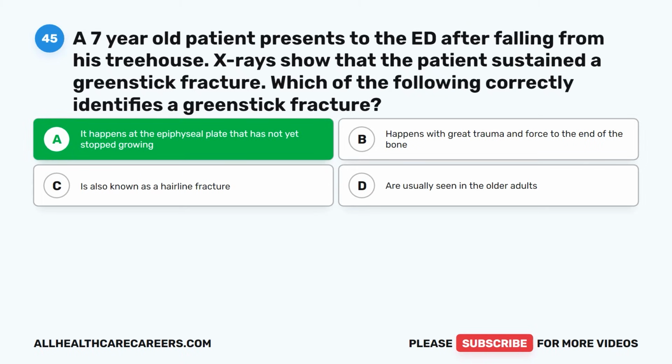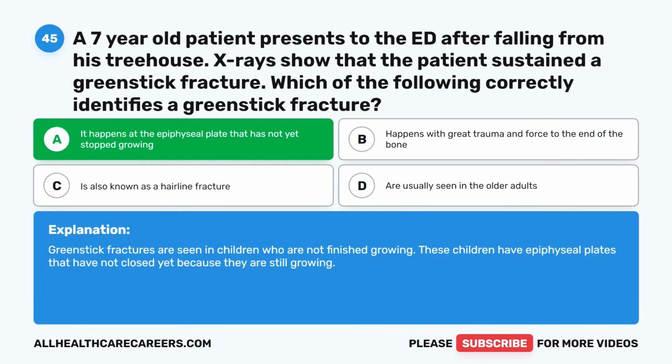It happens at the epiphyseal plate that has not yet stopped growing. Greenstick fractures are seen in children who are not finished growing. These children have epiphyseal plates that have not closed yet because they are still growing.